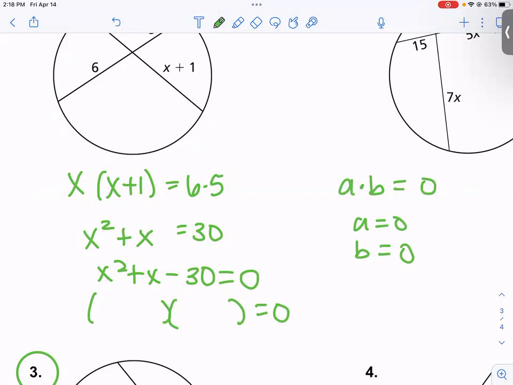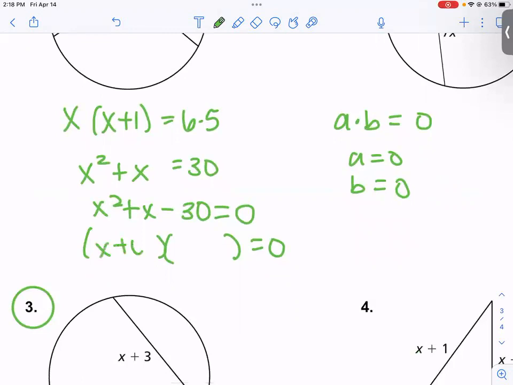Okay, so a positive 6 and a negative 5 multiply to be negative 30, but add to be positive 1.